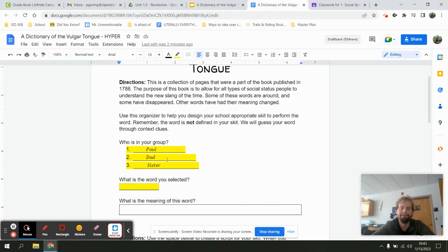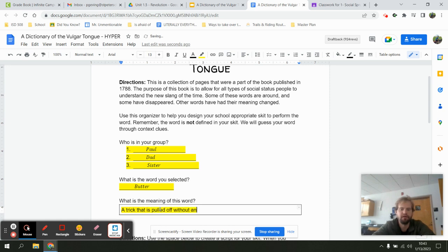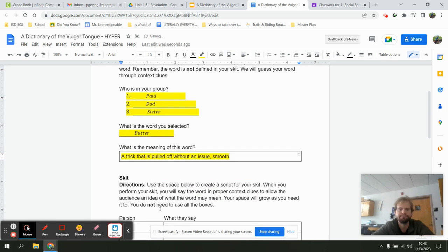So for this activity, you are going to use a term from the digital dictionary. I'm going to use butter as my example from the ski hill. What was the meaning of the word? The meaning is a trick that is pulled off without an issue. It also is smooth, smooth like butter.